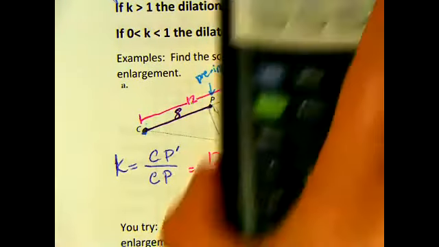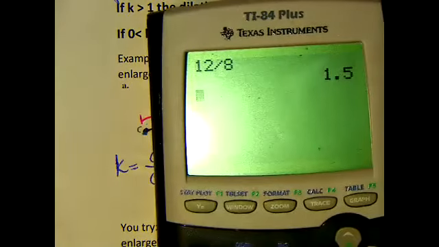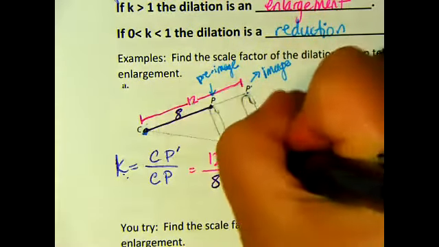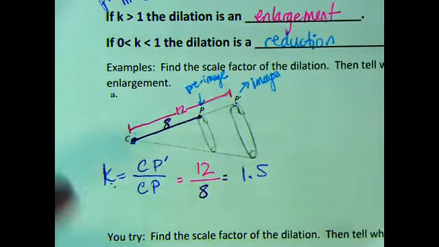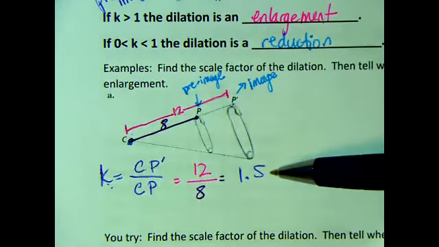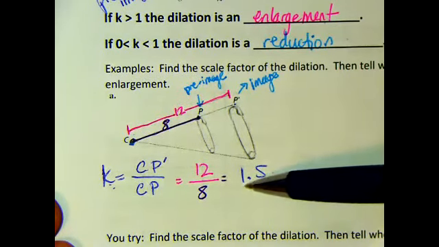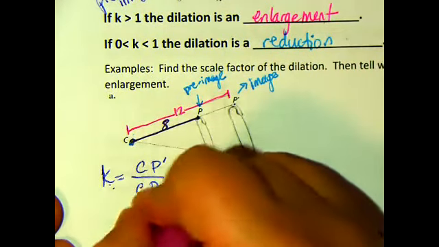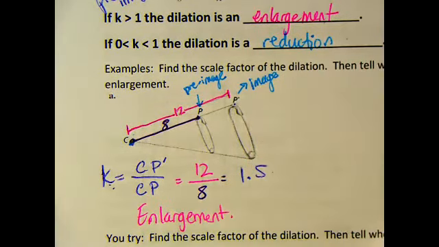Don't mind the giant calculator. You'll eventually get to use one of these graphing calculators. But 12 divided by 8 here is 1.5. So that means our scale factor is equal to 1.5. Now I know this is a decimal, so a lot of kids might think 1.5, that's a decimal, it must be a reduction. Nope. 1.5 is greater than 1. Therefore, this is an enlargement.